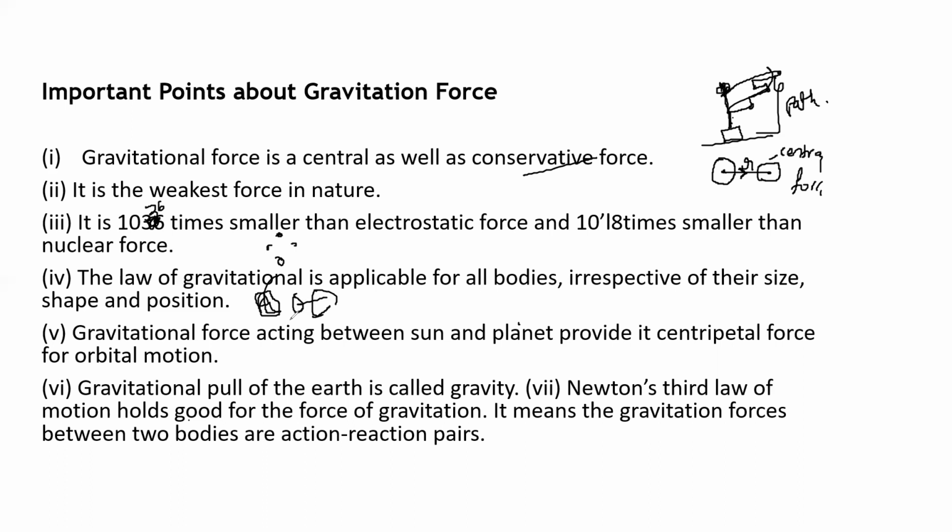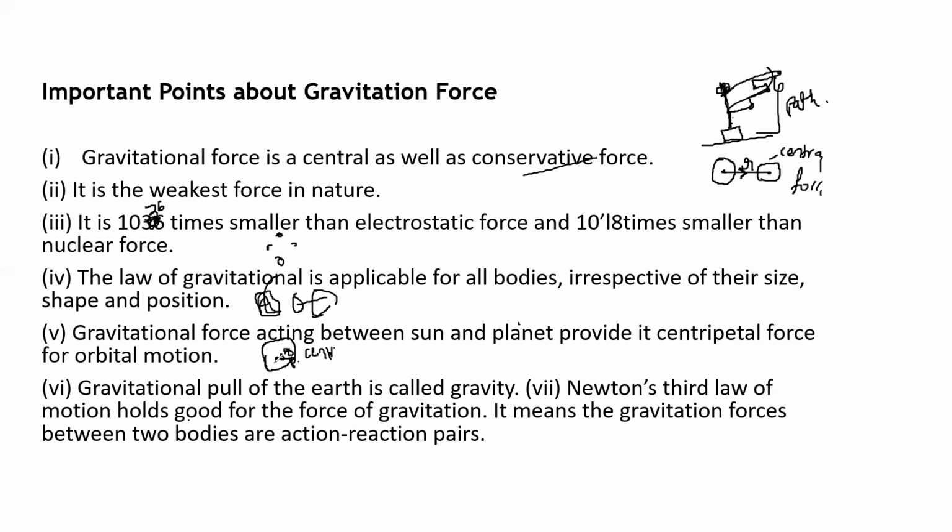Fifth point, the gravitational force acting between sun and planet provides the centripetal force for orbital motion. The meaning is, you can consider this as the sun and this as the planet. Whatever planets are revolving around the sun, the gravitational force that exists between the sun and the planets acts as what? Centripetal force, or it provides the necessary centripetal force for the body.